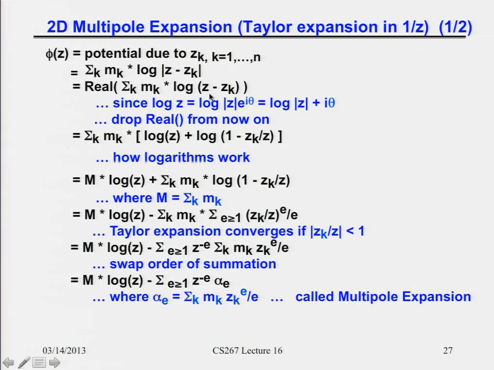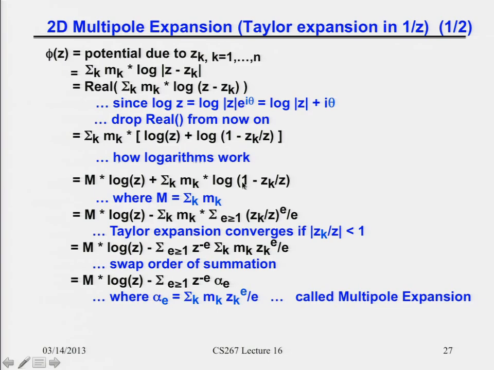So let me just take this log term and factor out a z. I'm going to write z minus zk as z times 1 minus zk over z. And that's how logarithms work, right? I can break it into two pieces. So now let me break it into these two parts. That log z is a constant. So I'm going to get the sum of the masses times log z. So that's the total mass times log z. That's the center of mass term from the Barnes-Hut. And here are all the other terms that I'm going to use to improve the approximation from Barnes-Hut.